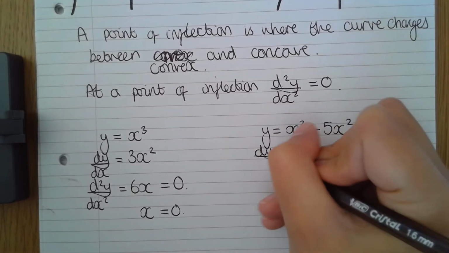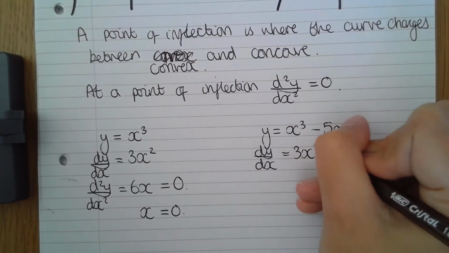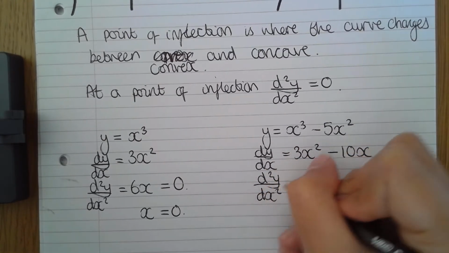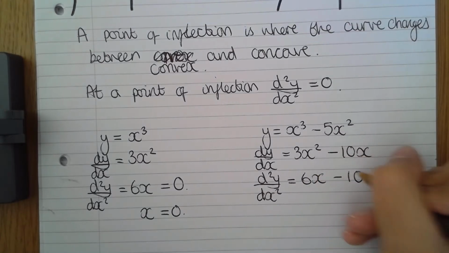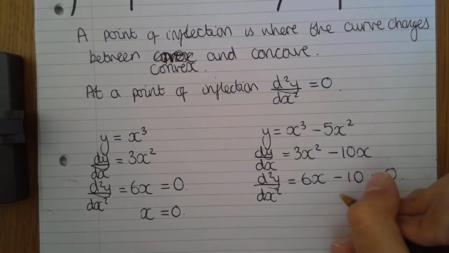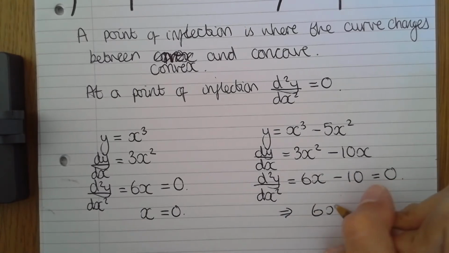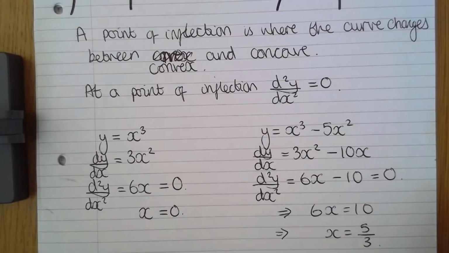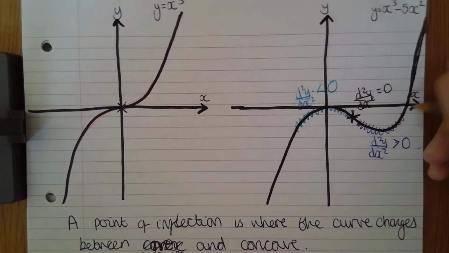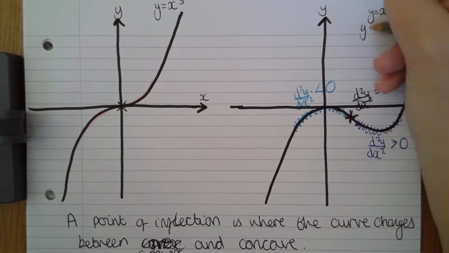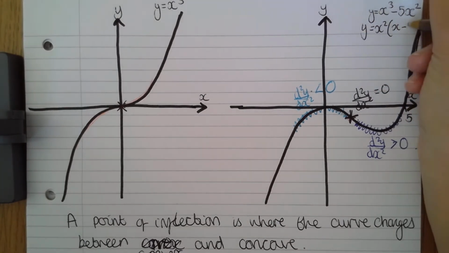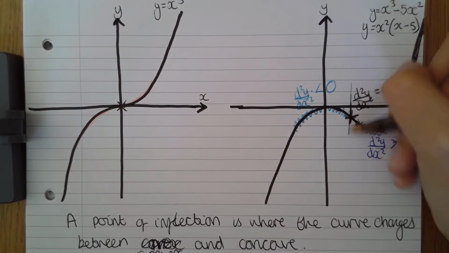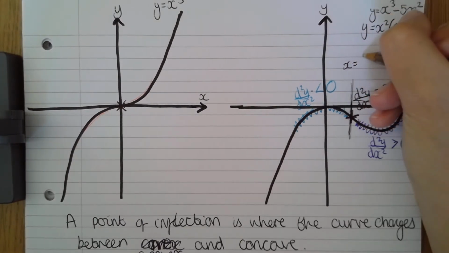So find our derivative and our second derivative. Set it equal to 0. So we know that 6x must equal 10. So that means x is equal to 5 over 3. So we can see on the graph, this is the point 5, because I can factorise it, y equals x squared brackets x take 5. So I know that that point is 5. So we can see that that's about right, that this point here would be that x is 5 over 3.